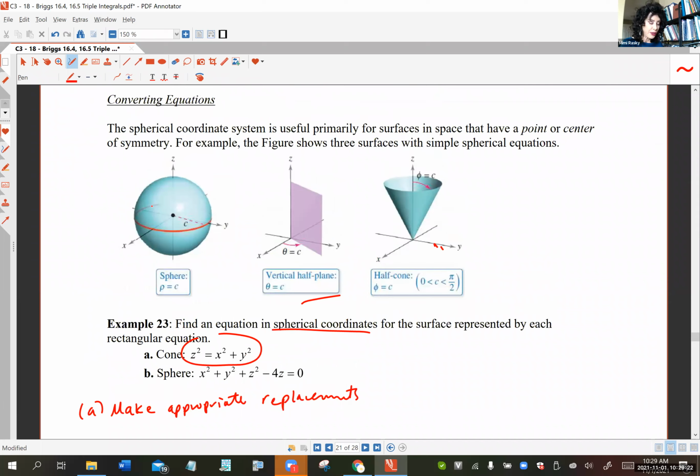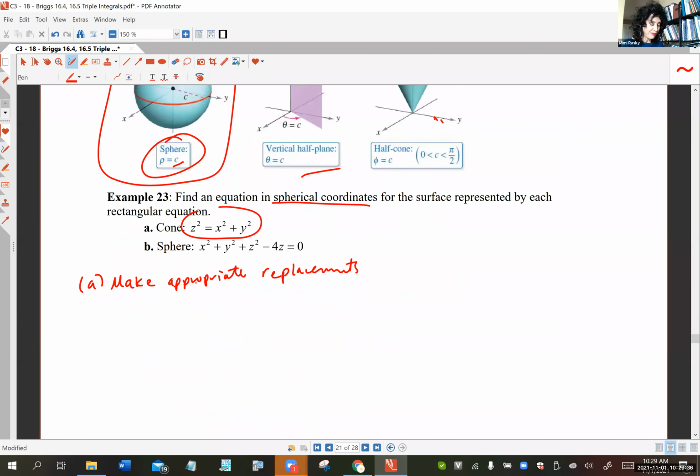I do want you to notice, let me just back up a little bit. A sphere in spherical coordinates always has the equation, if it's centered at the origin, rho equals a constant. That's nice.